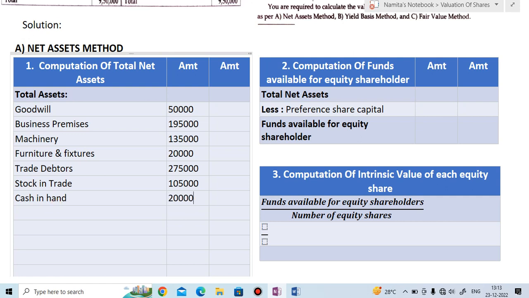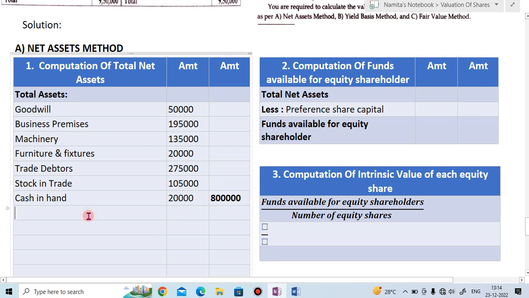Now add all these assets. The total of the assets will be 8 lakh rupees. How much? 8 lakh rupees. Okay, the total of the assets is 8 lakh rupees.